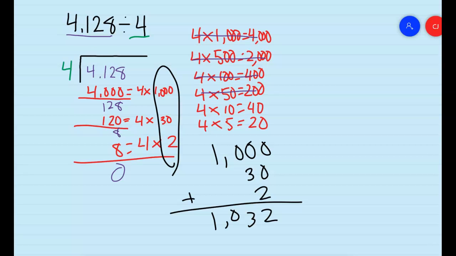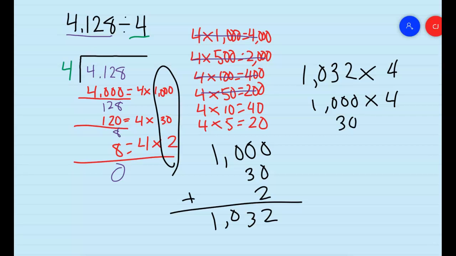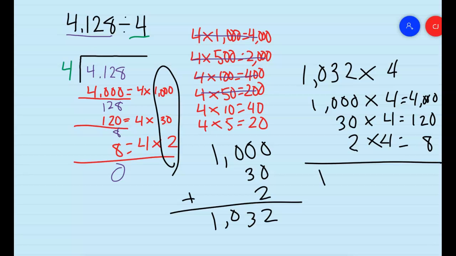Now again, I would tell them to prove it. So let's say 1,032 times 4, 1,000 times 4, 30 times 4, 2 times 4, 4,000, 128. And we know that means 1,032 times 4 equals 4,128.